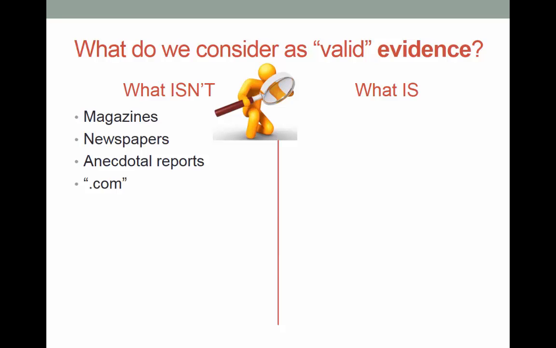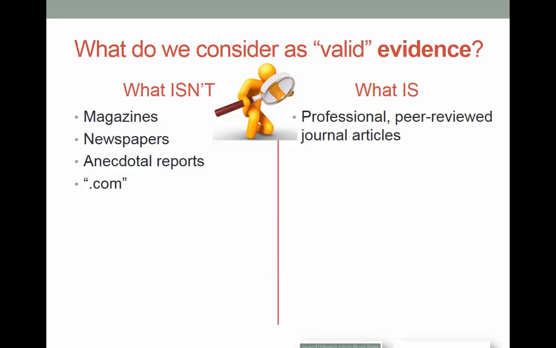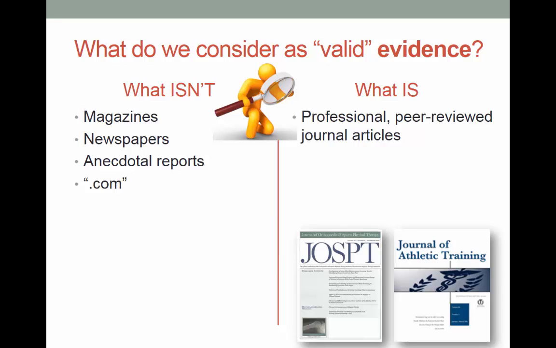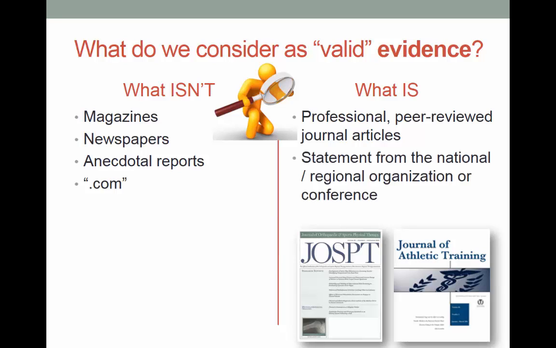Sources that do have good or valid evidence would be professional peer-reviewed journal articles, statements from national and regional organizations or conferences, and anything that has a .org, .edu, or .gov. These websites are highly regulated compared to the .coms.